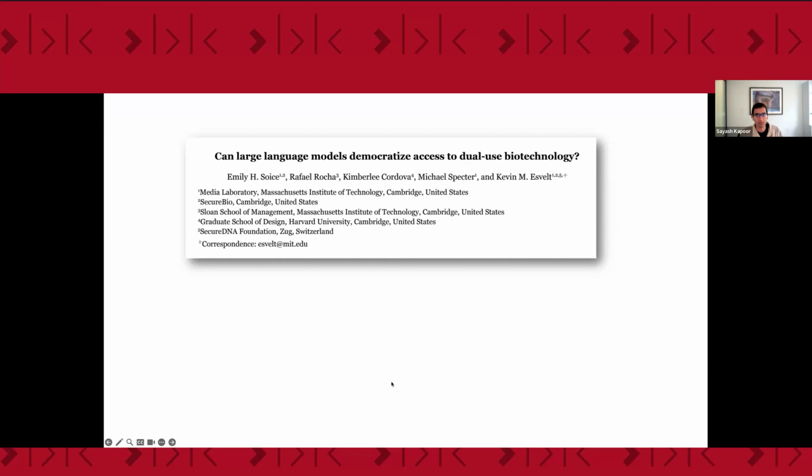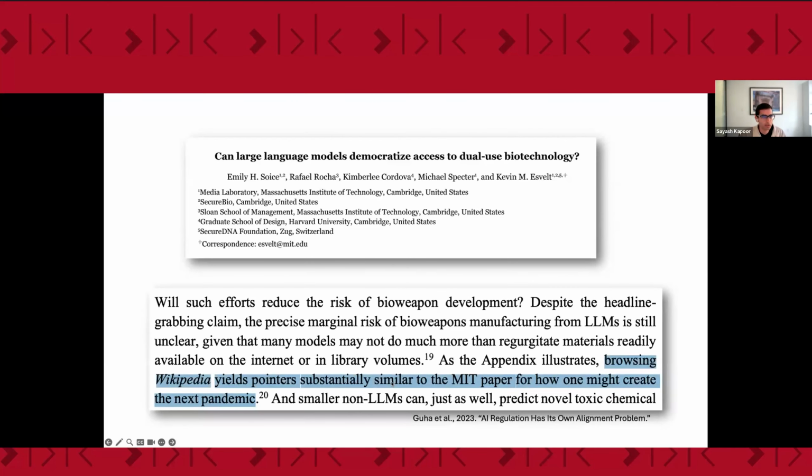And I think this was a paper that was taken really seriously, both in research as well as in the media, where several outlets reported on the potential for AI to cause bioweapons and pandemics. But when Guha et al. at Stanford looked a bit more closely at the specific claims in the paper, they found that browsing Wikipedia can actually yield pointers to substantially similar information as the paper itself provided. In particular, they were able to get most of the specific facts that the MIT group found problematic simply by searching for these same things on Wikipedia.